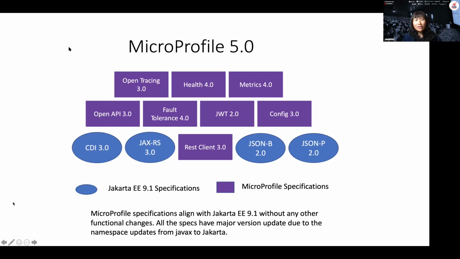However, this alignment is quite big because all the namespace changed from javax to jakarta. So all of the MicroProfile specifications need to bump their major versions. They have backward incompatible changes because of the namespace. However, in order to minimize the migration in MicroProfile 5.0, we don't allow any other functional changes in this spec. We only allow the dependency change from javax.x to jakarta.x.